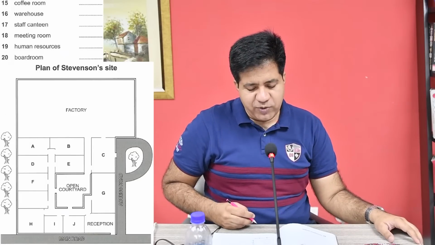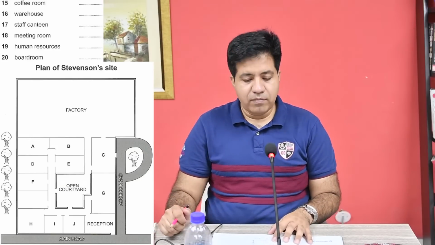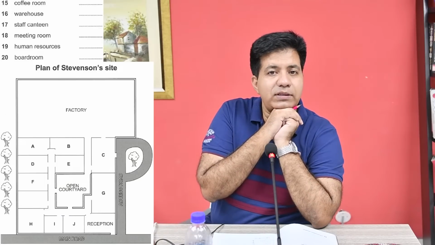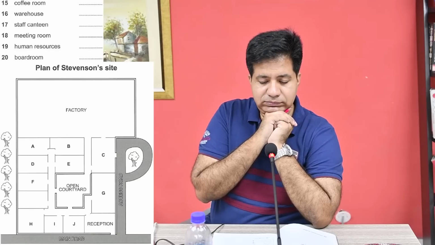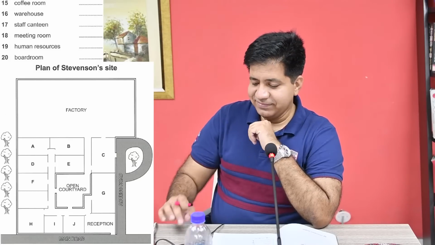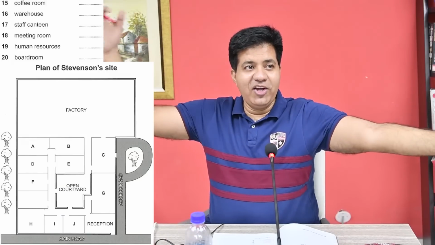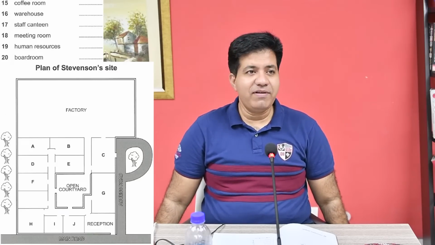Okay, let's go on. Question number 18, meeting room. You'll be using the meeting room quite often, and you'll find it by walking along the corridor to the left of the courtyard and continuing along it to the end. The meeting room is the last one on the right, and I'm afraid there's no natural daylight in the room. Meeting room is the last one on the right. So, B? Sure? Good. Very good. Absolutely.